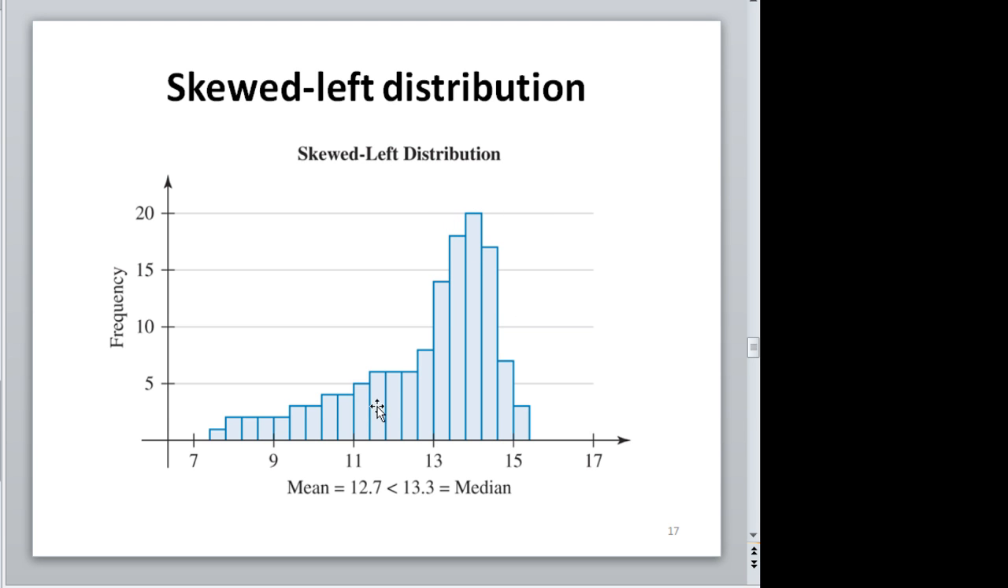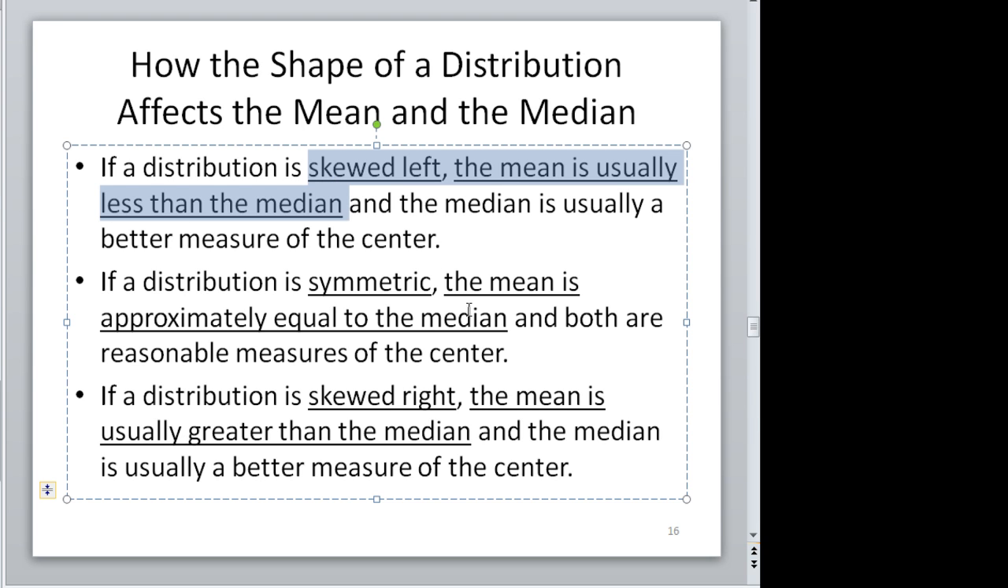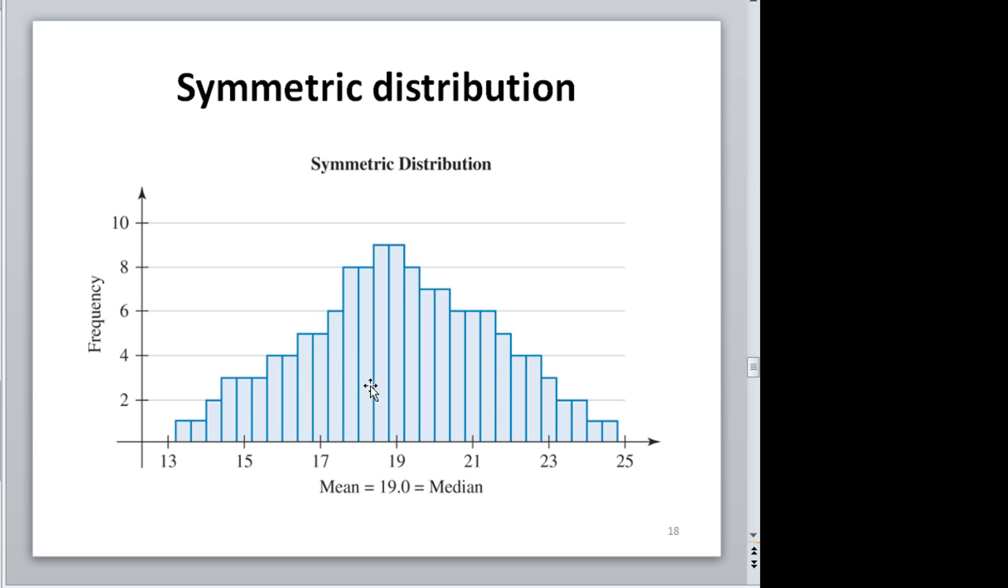So if you skew to the left, meaning the majority of the data points in the right side, then mean is less than the median. Right? That's what I say. Skew left, mean is usually less than the median. Okay. If it's a symmetric, mean is approximately equal to median. Well, this is the case. It's a symmetric, the middle value is usually the mean value.